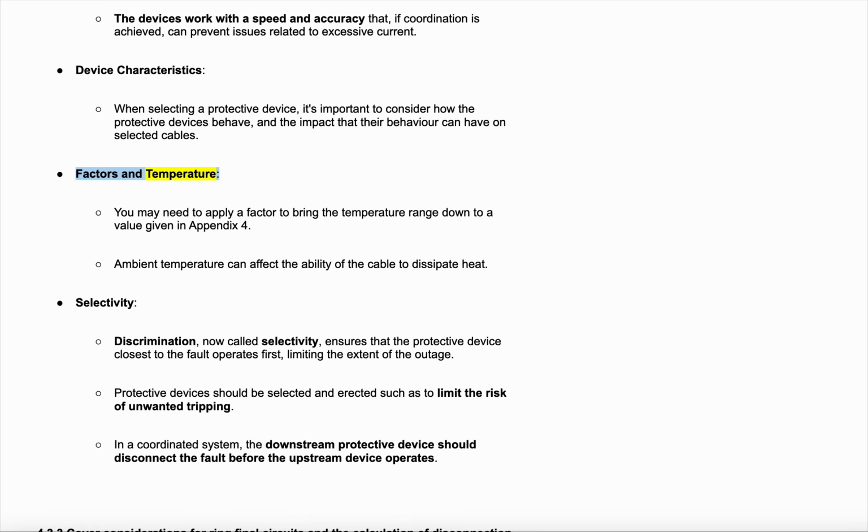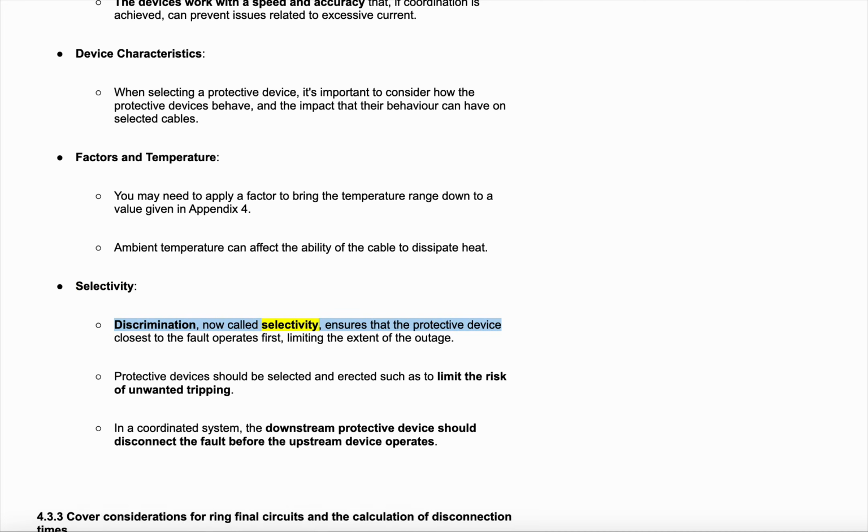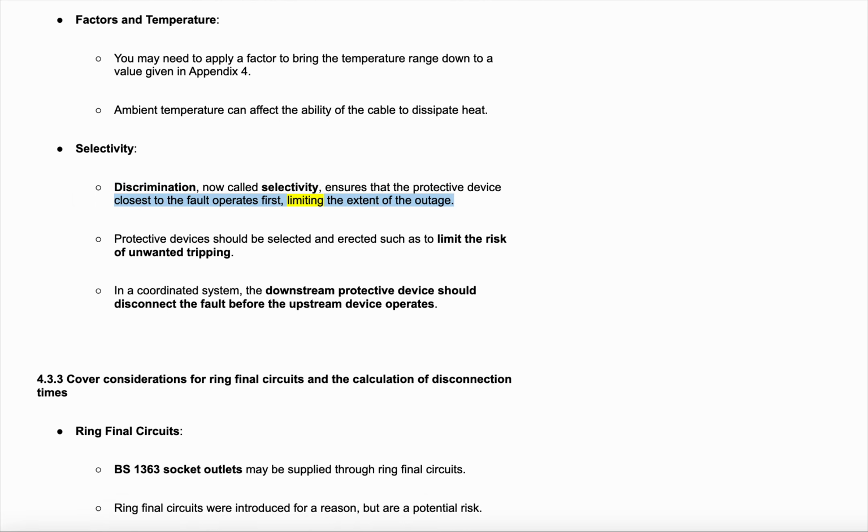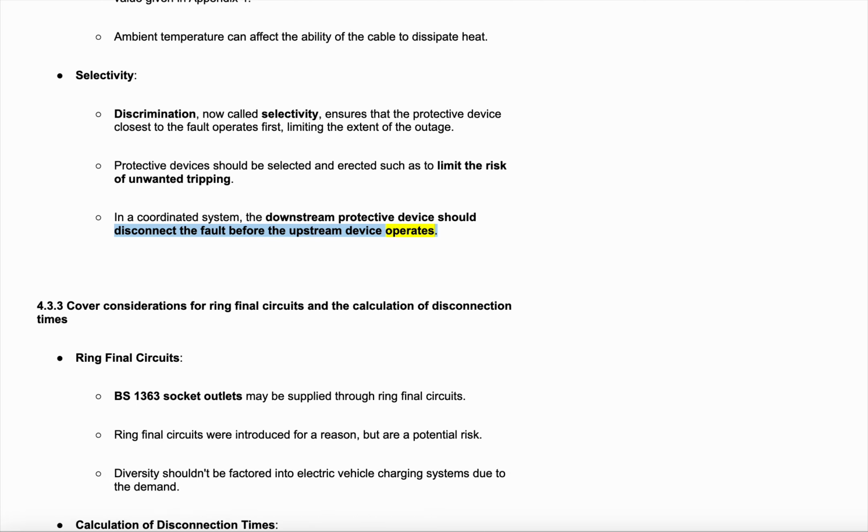Factors in temperature. You may need to apply a factor to bring the temperature range down to a value given in Appendix 4. Ambient temperature can affect the ability of the cable to dissipate heat. Selectivity. Discrimination, now called selectivity, ensures that the protective device closest to the fault operates first, limiting the extent of the outage. Protective devices should be selected and erected such as to limit the risk of unwanted tripping. In a coordinated system, the downstream protective device should disconnect the fault before the upstream device operates.